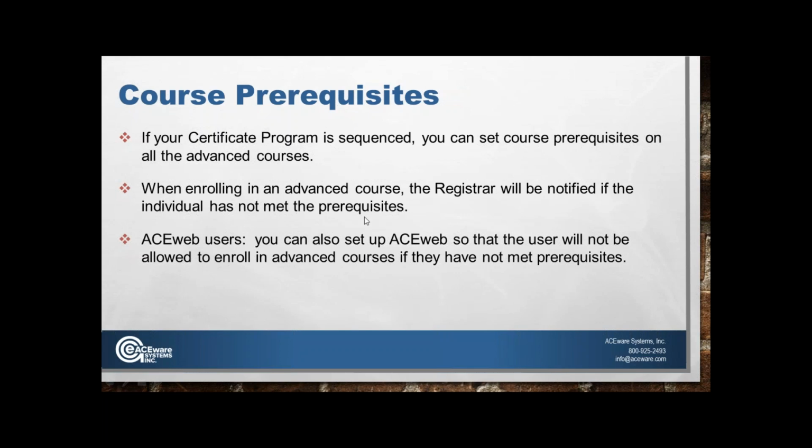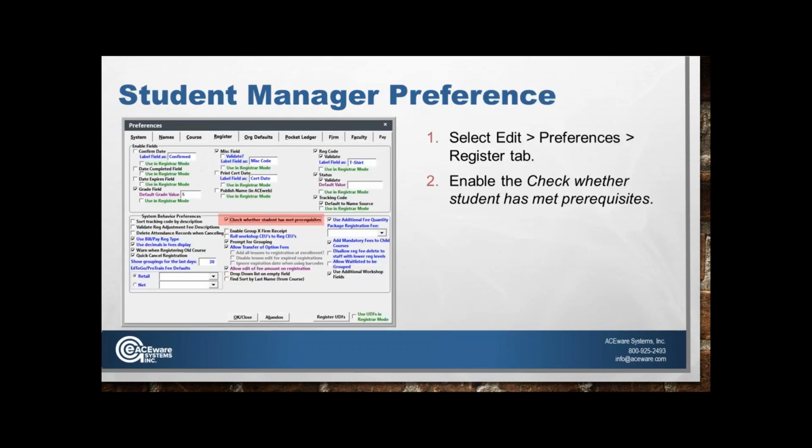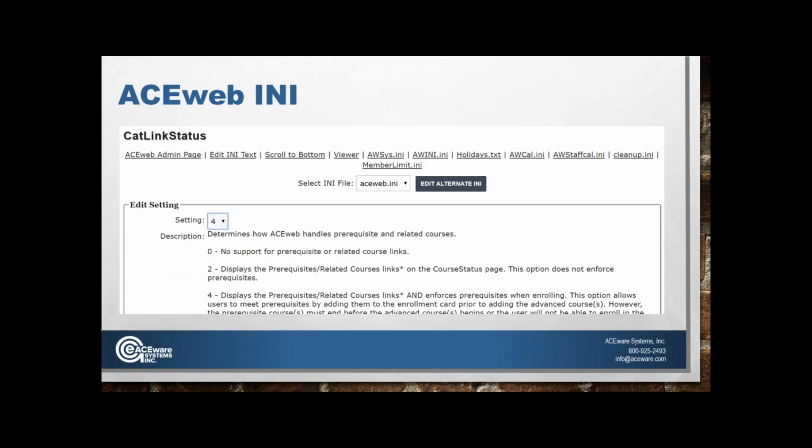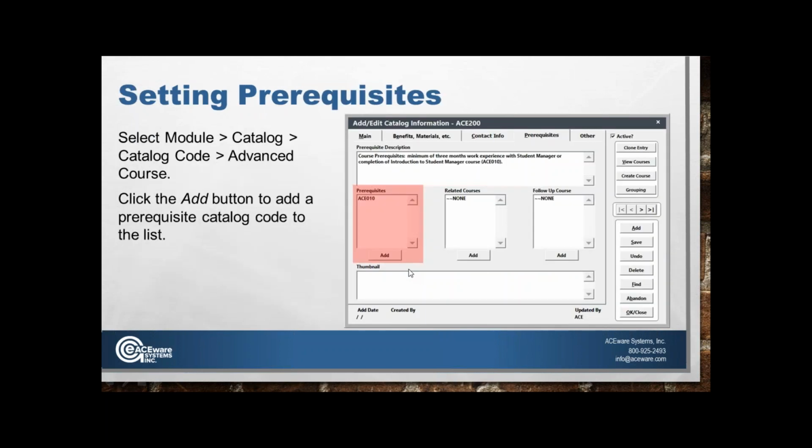So the idea about prerequisites is that you'll notify the staff member on the web as to whether they've met the requirement. In Student Manager, if you're going to monitor this, you have to go into Preferences, in Register, and enable the Met Prerequisites check. In ACEware, you've got to go into your INI setting and check this cat link status to turn on how it's going to handle prerequisite handling on the website.